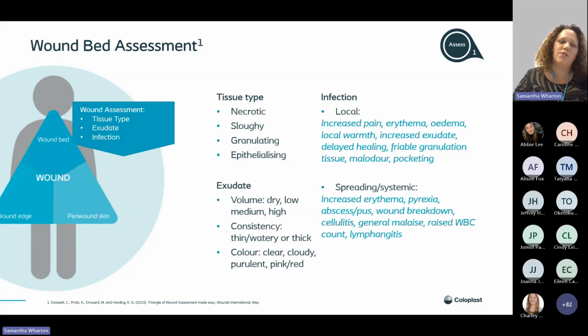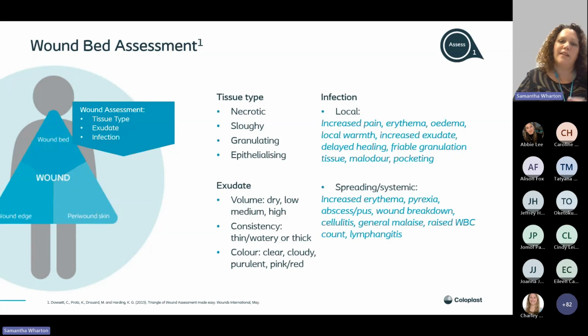And then you would be looking at those signs of infection. So you've got your local signs of infection. So you have your subtle signs like that friable granulation tissue. When you go to cleanse it, it bleeds really easily, often quite darker in color than that nice pink granulation that doesn't bleed so easily. And then you have your more classic signs, so that erythema, edema, increase in exudate.